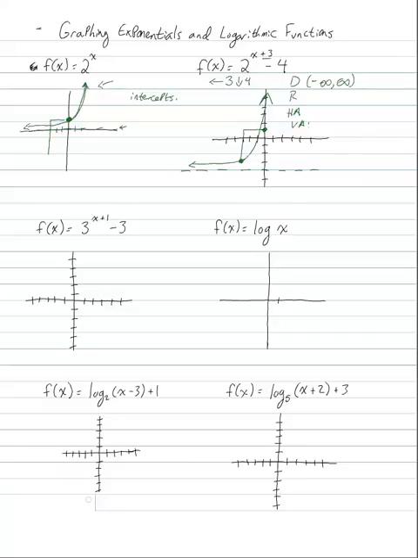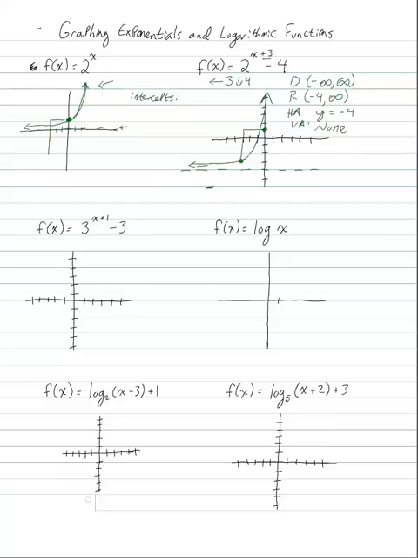My range does not go all the way down. It actually stops at negative 4. It goes down to negative 3 and a little bit below, but it never hits negative 4. So negative 4 with the parentheses up to infinity. I have a horizontal asymptote at negative 4, so y equals negative 4. And I don't have a vertical asymptote, so I'm just going to write none.